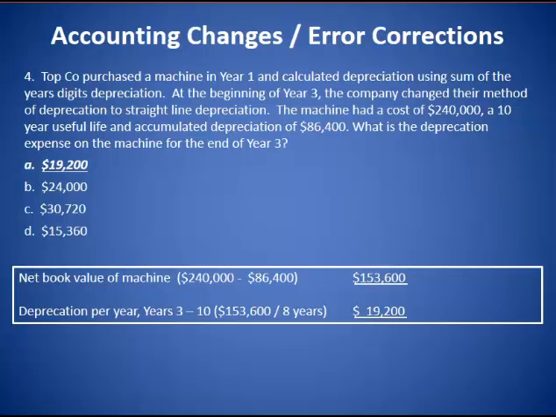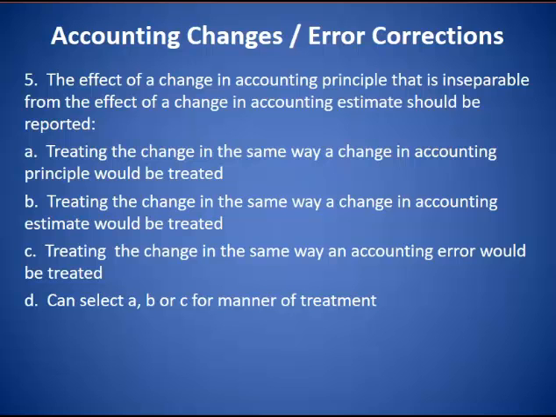Okay, let's go on to number 5, which will be our final question for accounting changes and error corrections. The effect of a change in accounting principle that is inseparable from the effect of a change in accounting estimate should be reported. And again, you are given 4 different choices. Go ahead, stop the video, make your choice. When you're ready, restart the video for the solution slide.